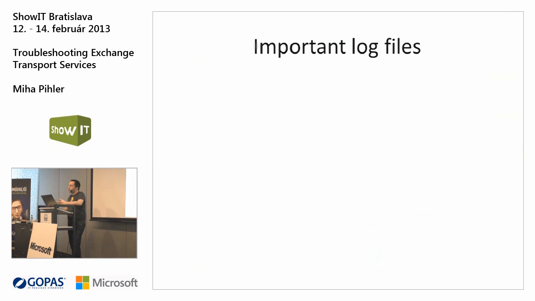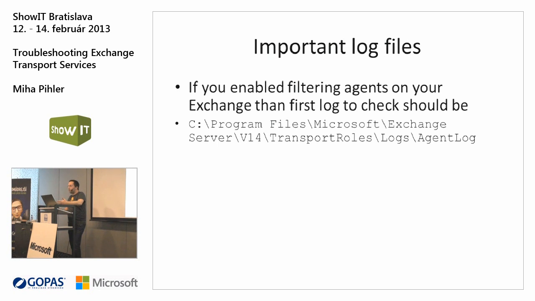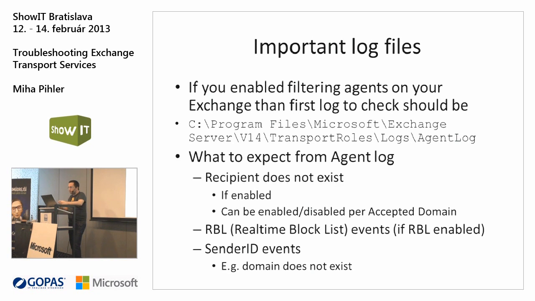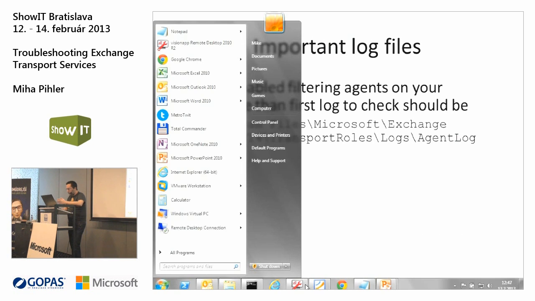If we are trying to troubleshoot Exchange transport service, unfortunately, we'll have to look at some log files. So what are these important log files that you should check? It depends slightly on the role of the server that you are trying to troubleshoot. If this is the edge server or hub server that is picking up emails directly from the internet, one of the first log files that I will look at if I'm troubleshooting some environment is agent log file. You can find them. It's the same for Exchange 2015.